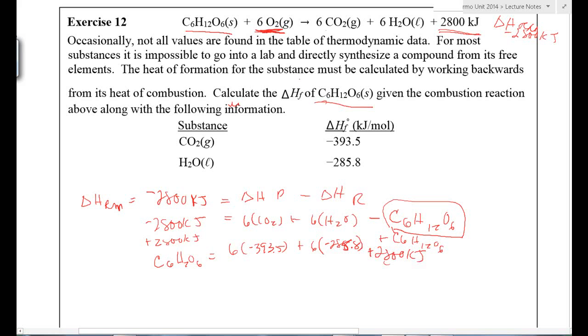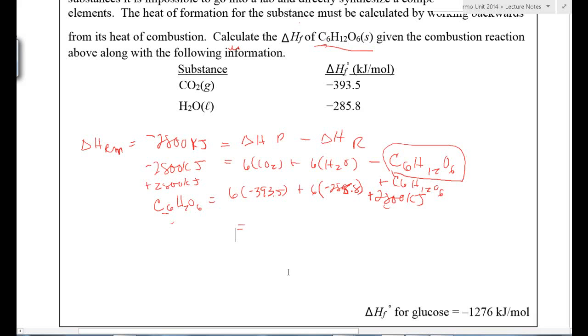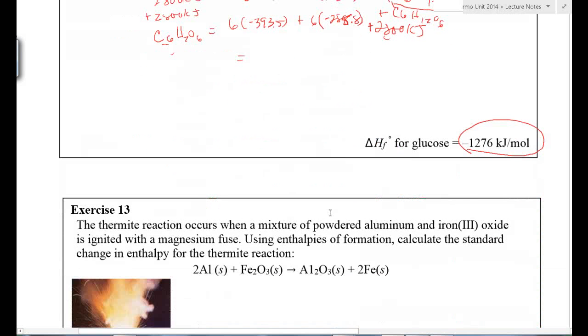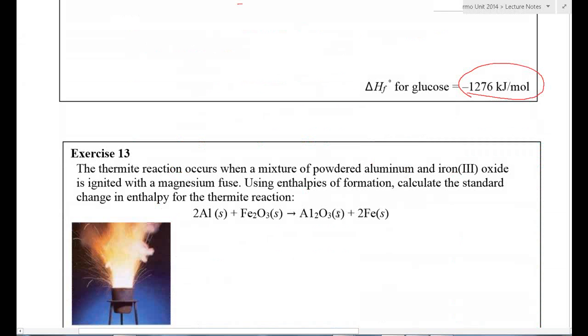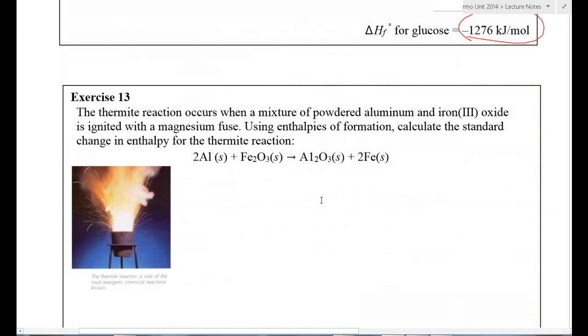And if I plug all that in, let me just make sure I set this up right. Yeah, and we should get what's down here, which is negative 1276 kilojoules per mole. Okay? 6 times minus 393.5 plus 6 times minus 285.8. Okay. The thermite reaction, if you've seen it, is a very exothermic reaction.